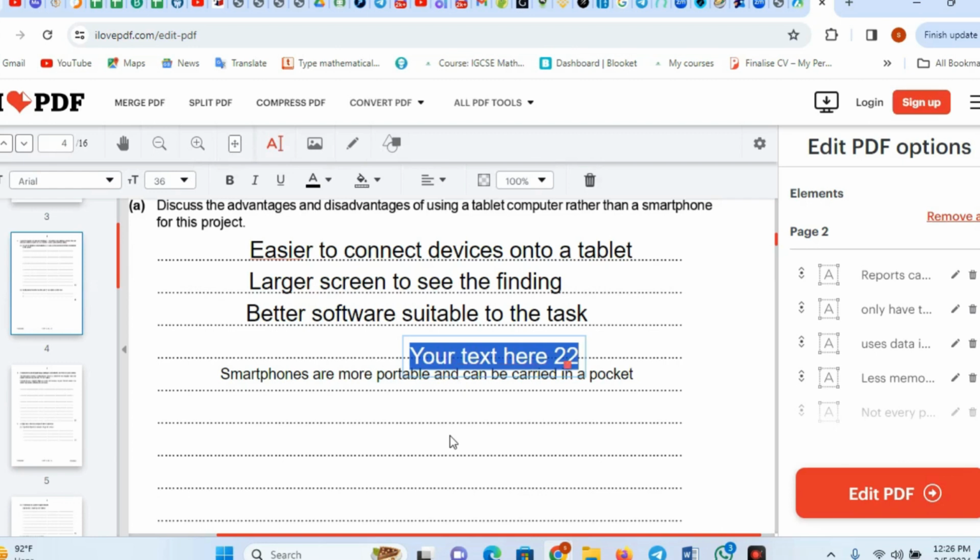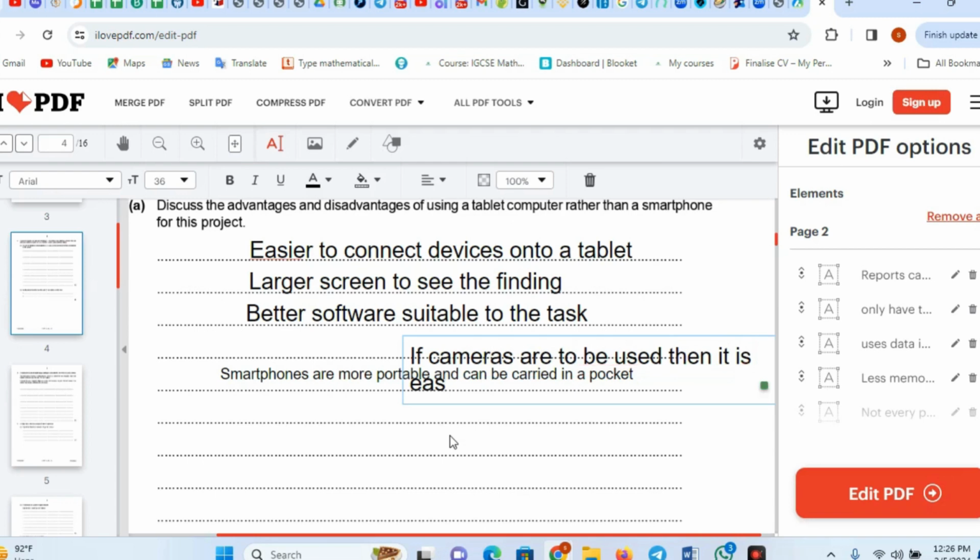Two, if cameras are to be used, then it is easier to use a camera with a smartphone.